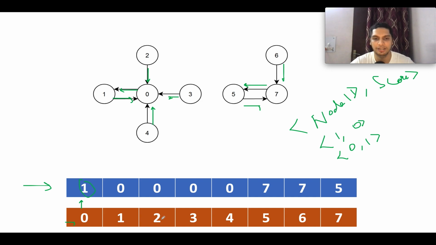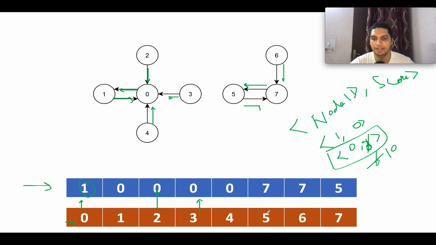Let's proceed ahead. Next we have 2 pointing to 0. Since 2 is pointing to 0 and we already have a value corresponding to 0 in our map, the score would be updated to 3. So the score is updated to 3. Let's proceed ahead. Next we have 3 pointing to 0. The score will get updated to 6. Next we have 4 pointing to 0. The score will update to 10.